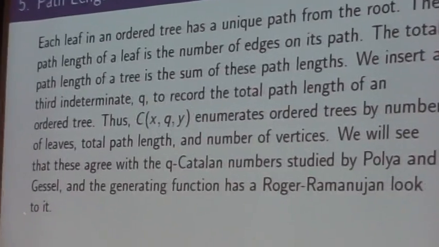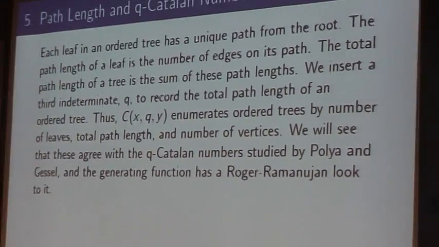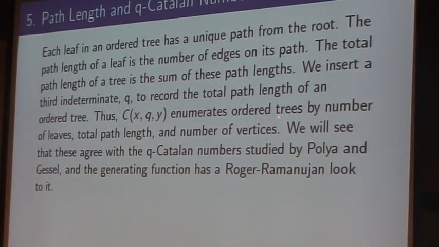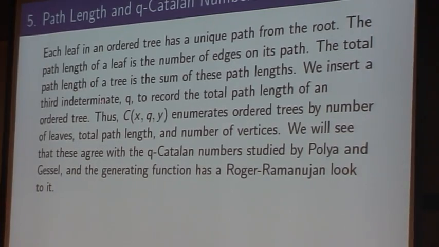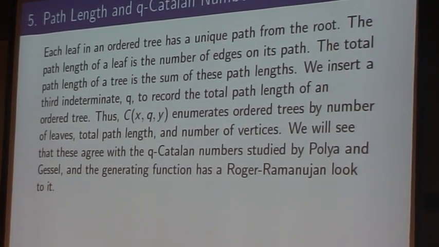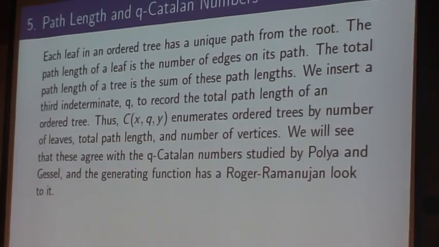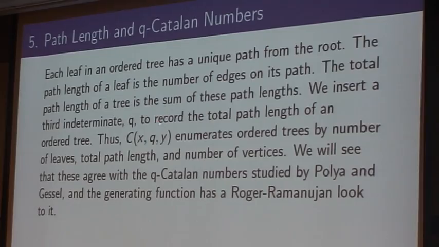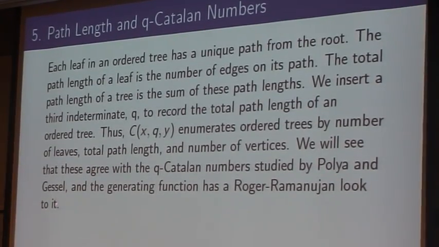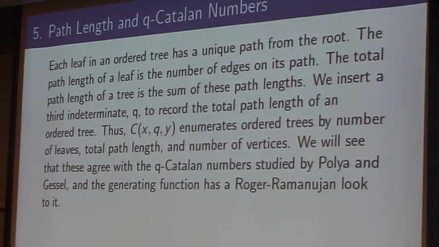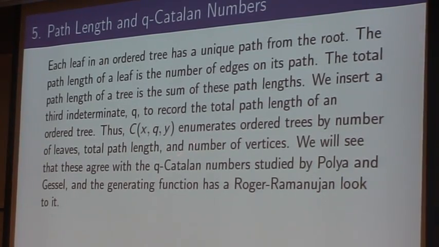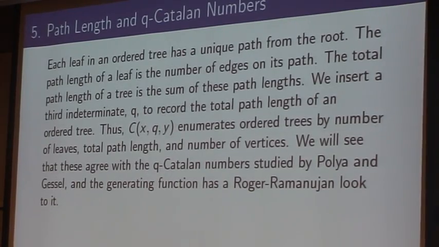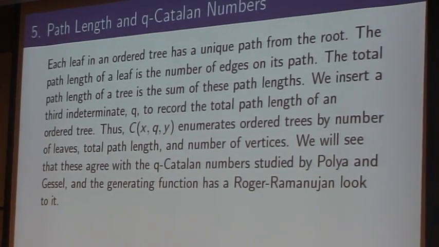And here, each leaf in an ordered tree has a unique path, as we know. So the path length of a leaf is the number of edges on its path, and the total path length in this case is the sum of these paths. So there is a repetition in my counting. Okay? If you add a third indeterminate q here that keeps track of the total path length, that is repetition, some of the edges are counted twice and so on, then we might improve our previous functional relation a little bit and get some results.